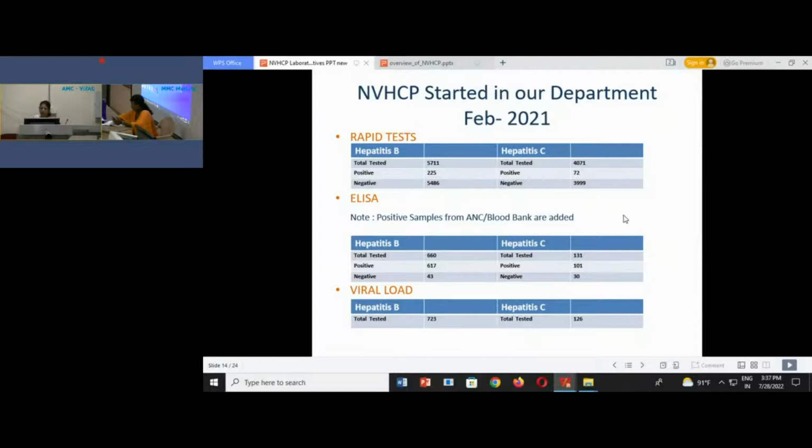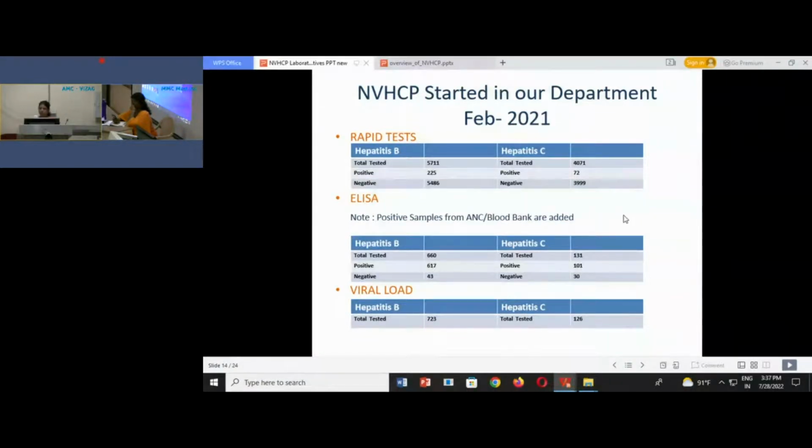Under the rapid test, for hepatitis B, samples tested are 5,711. Out of them, 225 are positive. The rest of them are negative. Under hepatitis C, samples tested are 4,071. Out of them, 72 are positive and the remaining are negative.